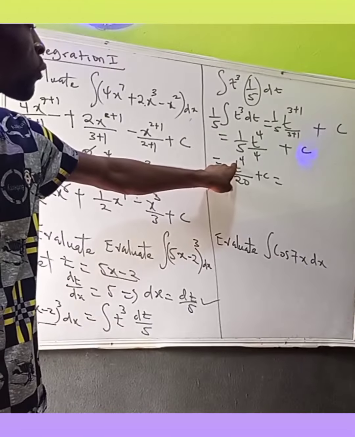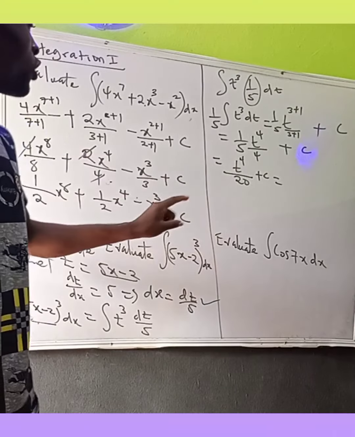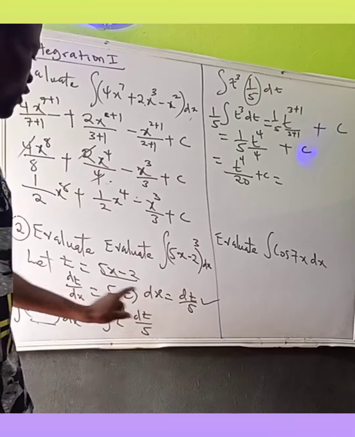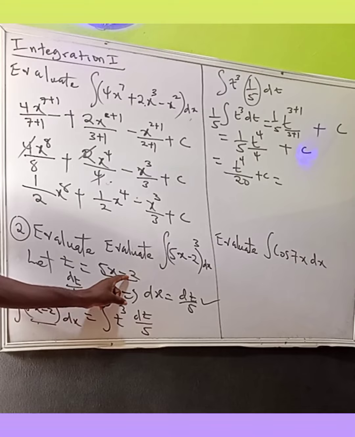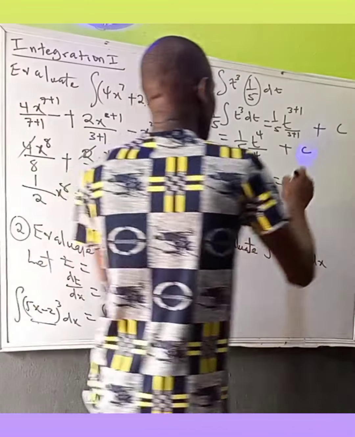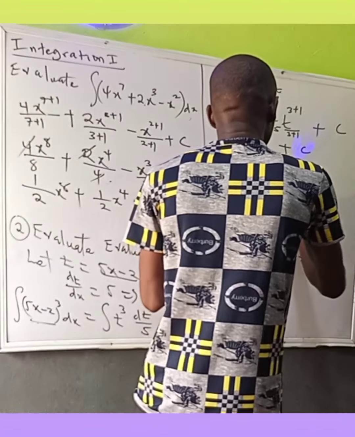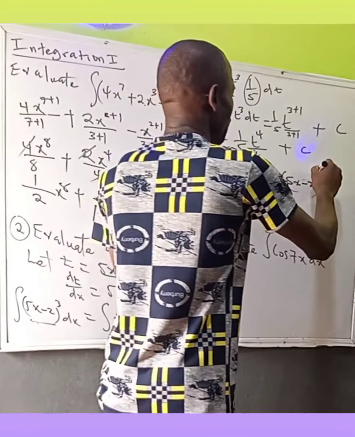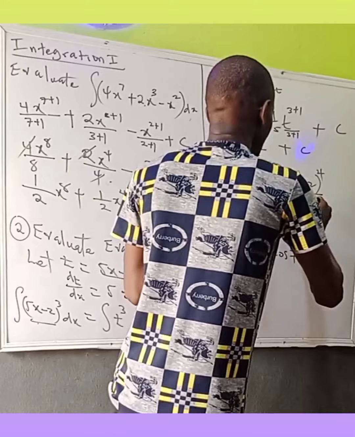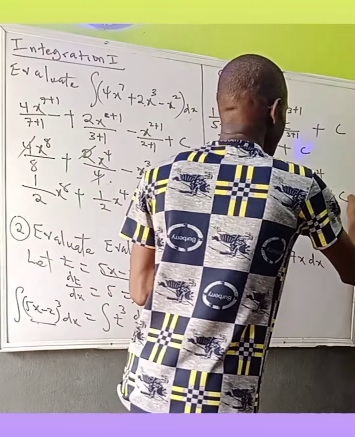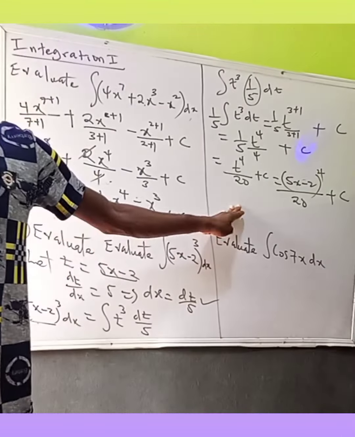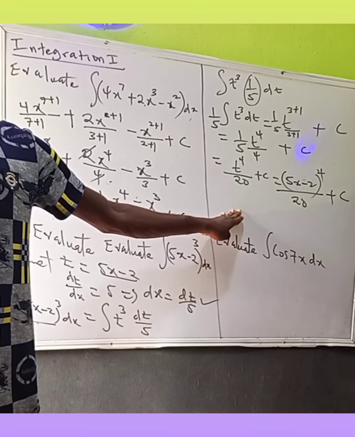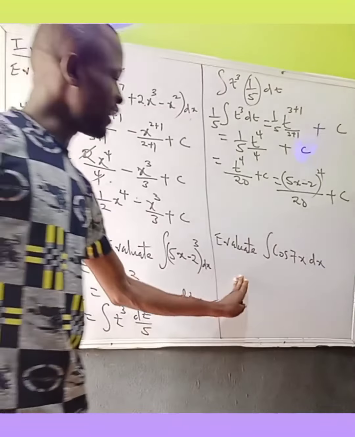Our question was not given with respect to t. So we are going to ask ourselves, what is t? Already t was 5x minus 2. So it becomes 5x minus 2 raised to power 4, divided by 20, plus the constant c. Play this video over and over again for proper understanding. Thank you.